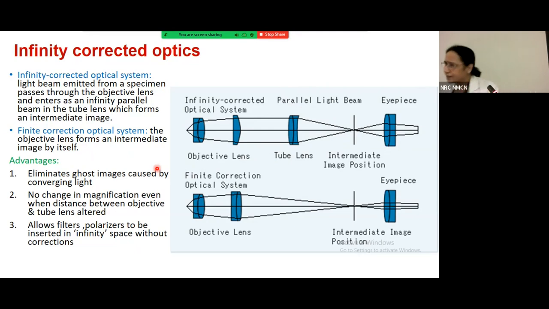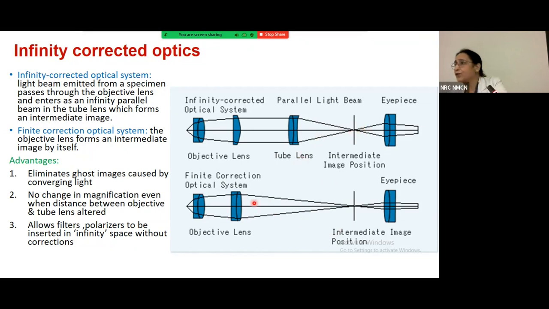In the finite correction optical system, which was used earlier and which is also present in some of the microscopes, there is no tube lens, so the objective lens forms an intermediate image by itself. So what is the advantage of the infinity corrected system? Here you can see that there are very few ghost images, so it eliminates ghost images caused by converging light.